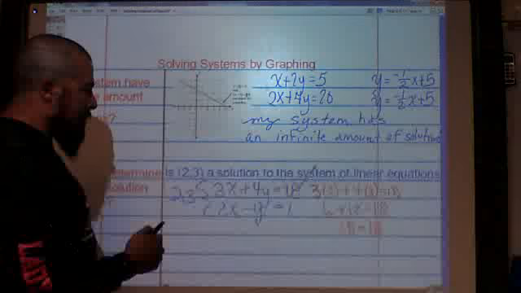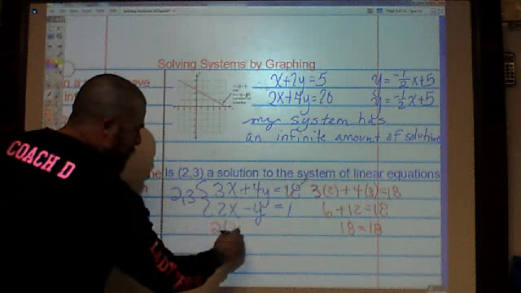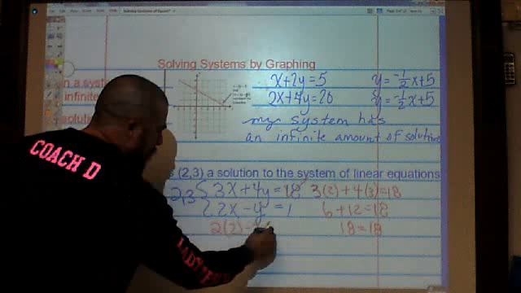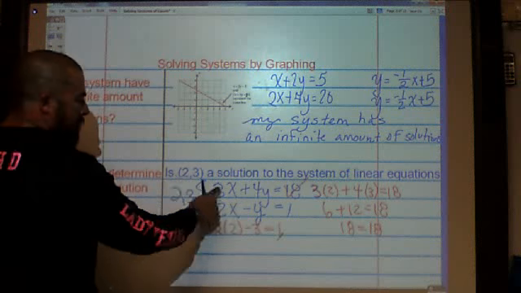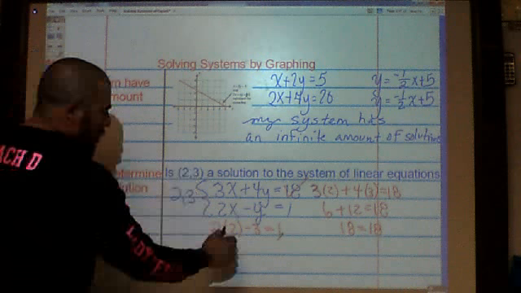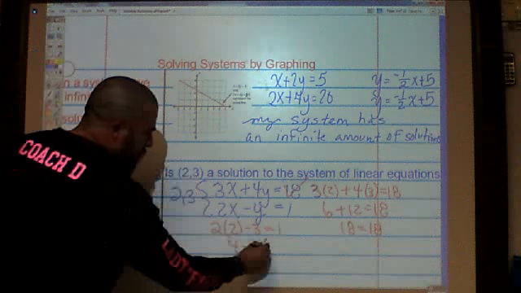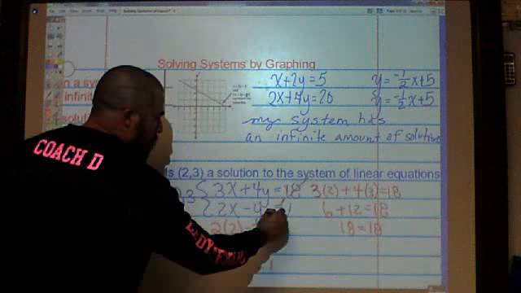So let's check the second one. I'm going to do this one right here. So 2 times 2 minus 3 has to equal 1. So I substitute the x variable with the x value, the y variable with the y value. Now I have 2 times 2 is 4, minus 3 equals 1. 4 minus 3 equals 1, and it works.